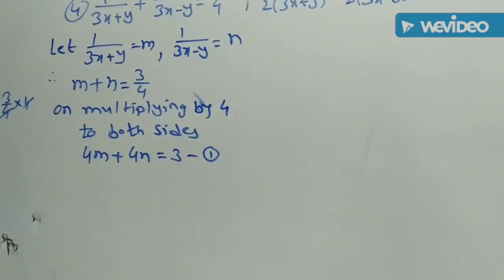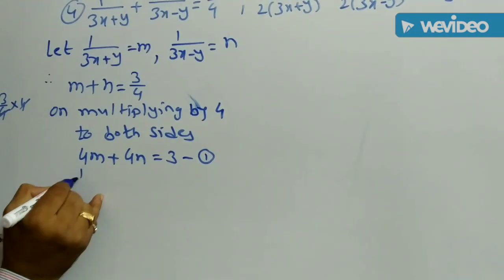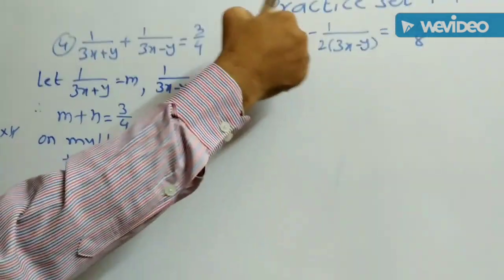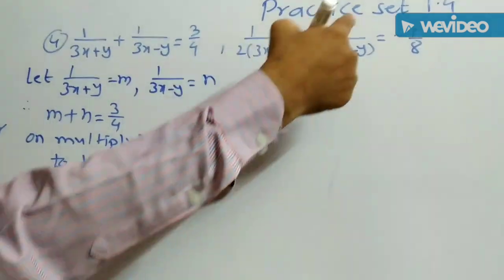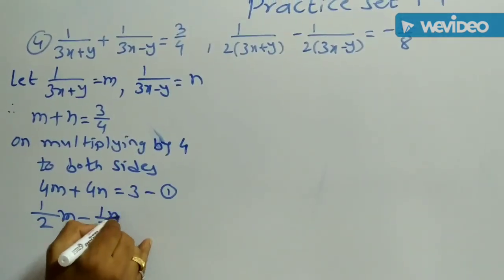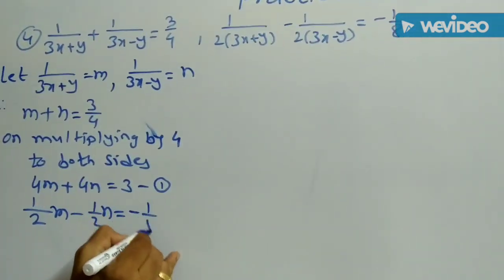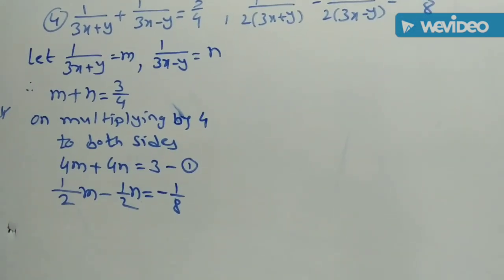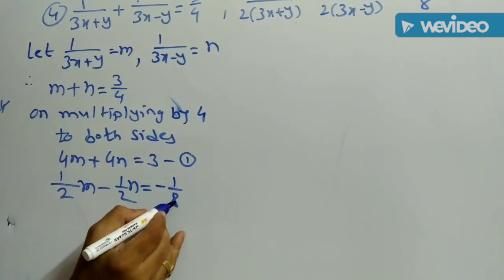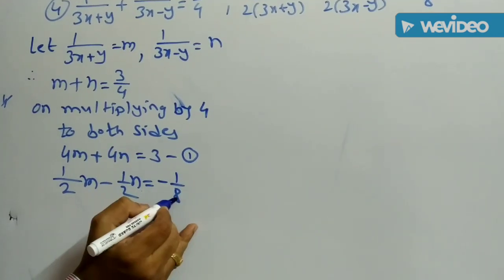Equation number 1. Now for the second equation, 1 half of 1 upon 3x plus y, that is m, minus 1 half of 1 upon 3x minus y, that is n, is equal to minus 1 upon 8. Now all these three are rational numbers. To convert into integer numbers, multiply by the LCM of all these three.